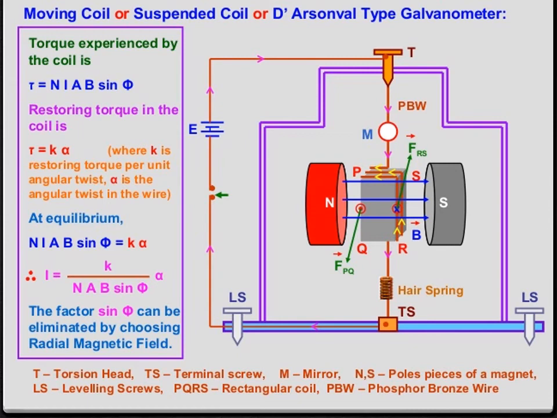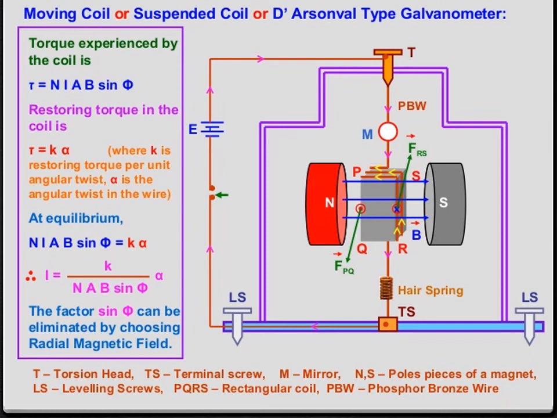Now the construction. The moving coil galvanometer has a rectangular coil PQRS as given in the diagram you see. The coil contains a large number of turns wound over a light metallic frame. A cylindrical soft iron core is placed symmetrically inside the coil. The rectangular coil is suspended freely between two pole pieces of the horseshoe magnet. There is a magnet used in the moving coil galvanometer, the horseshoe magnet.